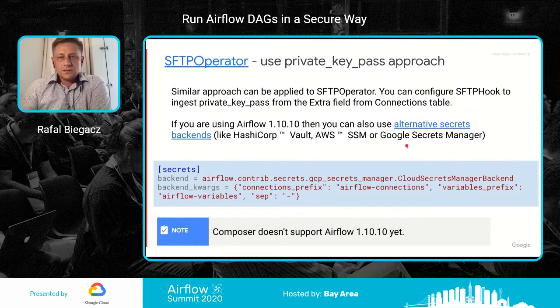I mentioned that instead of using connections table in Airflow database, you can also use some other secret backends that started to be supported beginning from Airflow 1.10.10. So now you have at hand the possibility to configure alternative secrets backends, like based on HashiCorp Vault, AWS SSM, or Google Secrets Manager. And the snippet of the code shown in the slide shows how to configure a secret backend for connections for Google Secrets Manager.